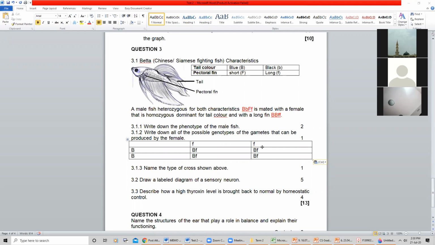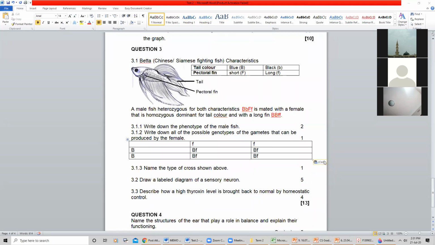And the target organ, we said for whether it's carbon dioxide, for water level, for salt level, for glucose level, know your control center and know your target organ. So very good. The pituitary gland is the control center and the thyroid gland would be your target organ. So describe how a high level of thyroxin is brought back to normal. Your starting point would be to say the level of thyroxin is high and above normal.